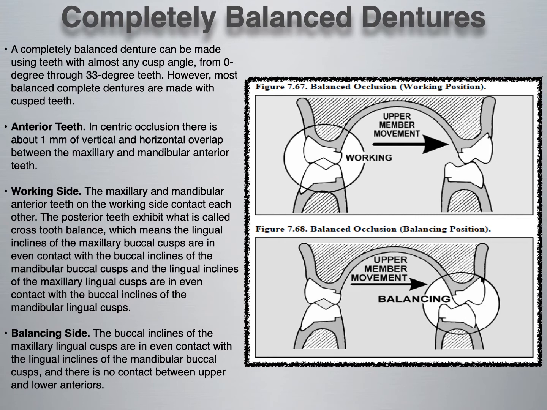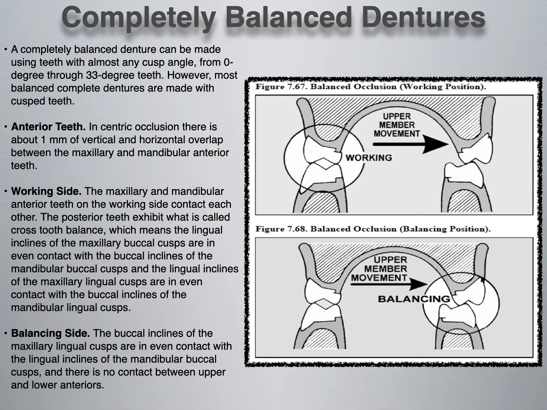Since we're on the topic of balanced occlusions, let's talk a little bit about working and balancing sides. So a completely balanced denture can be made using teeth with almost any cusp angle from 0 through 33-degree teeth. However, most balanced complete dentures are made with cusp teeth. When it comes to anterior teeth in centric occlusion, there's about 1 millimeter of vertical and horizontal overlap between the maxillary and mandibular anterior teeth.